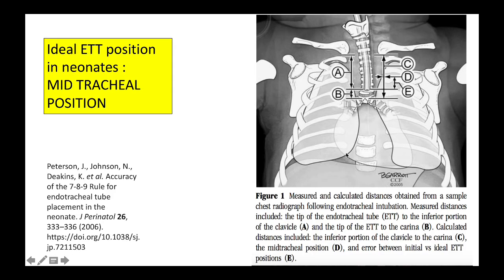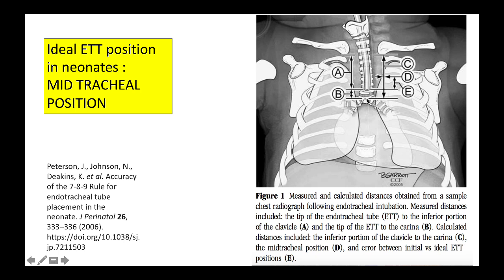But for now, this is where most of us are, using x-rays to check position and making our own decisions based on what the x-rays show. Let's start with the ideal position of endotracheal tubes. The ideal location is considered to be the mid-tracheal position. So that's halfway down the trachea between the bottom of the clavicles and the carina.